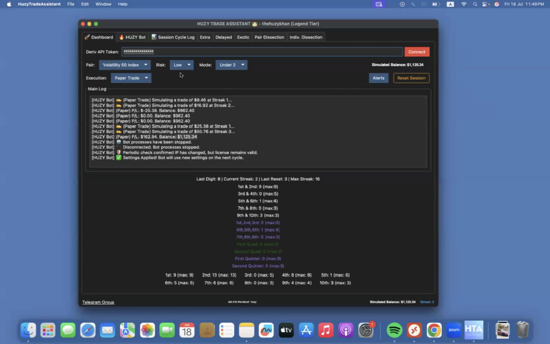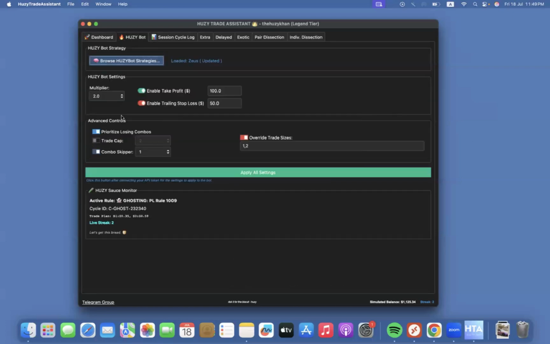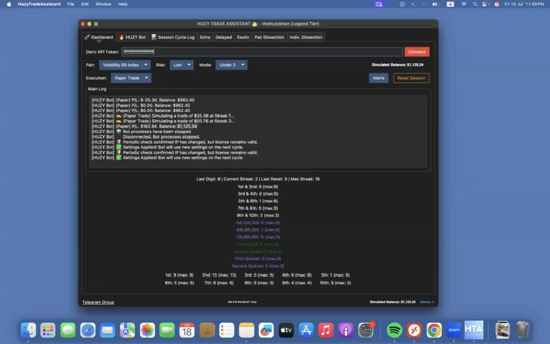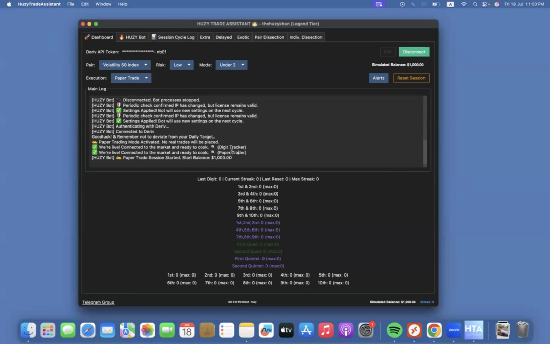Okay, the process. Another thing which I wanted to tell you guys, which is very, very important, that whenever you set up a combo skipper value over here, just ensure that these ghost cycles, you see them. Okay, when trades happen, you see those ghost cycles appearing over here. If they don't, then just click on this apply all settings just to be sure. Okay, once everything is connected, like for instance, this. I'm gonna wait for it to connect. Gonna wait for those two messages to appear, letting me know that the digit tracker and paper trader are connected.